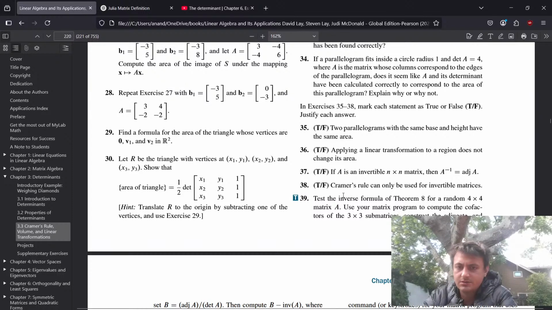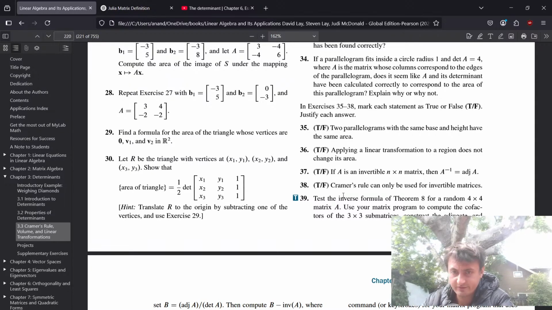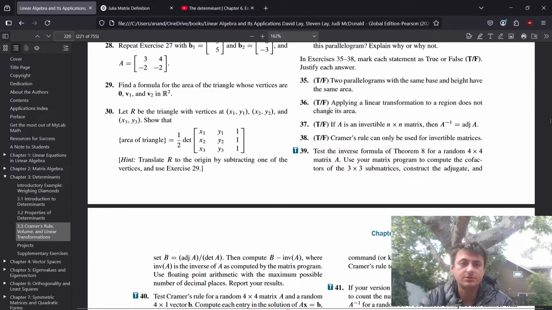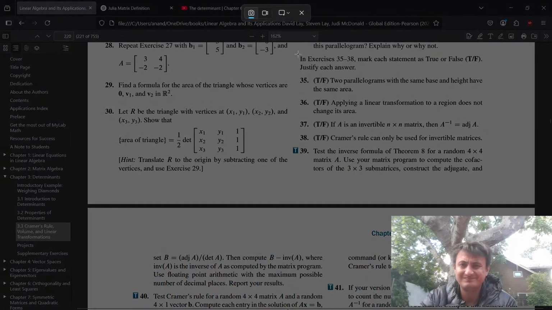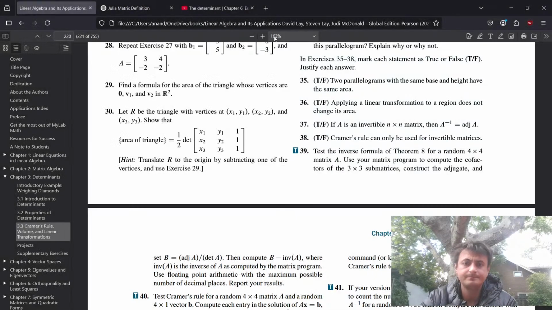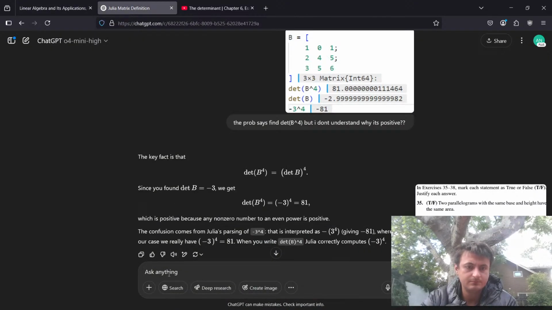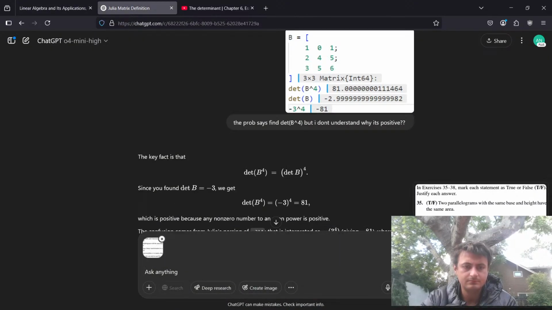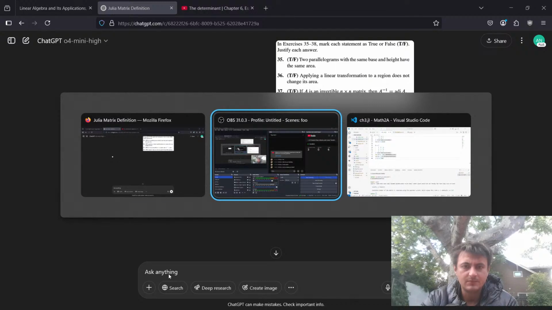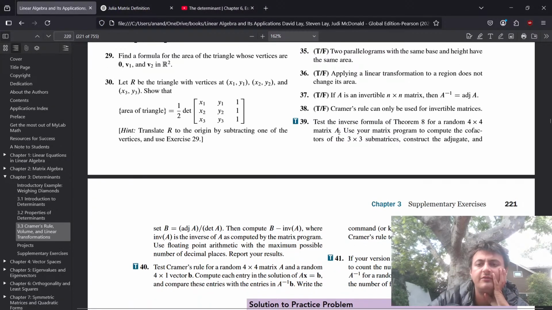Okay, so what were our answers? It was true. 36 is false. 37 is false. And 38 is true. Let's just double check. All right, so let's see. Test the inverse formula. Okay, good.